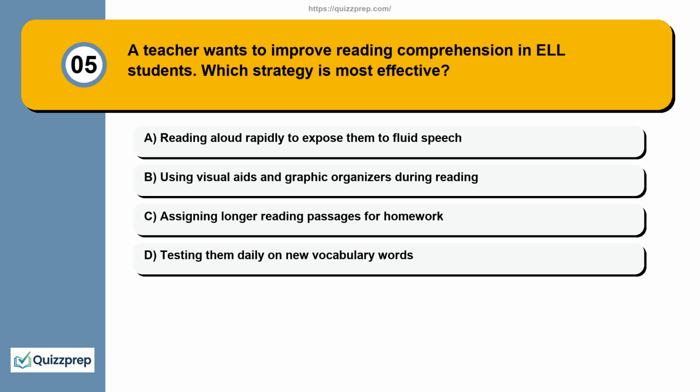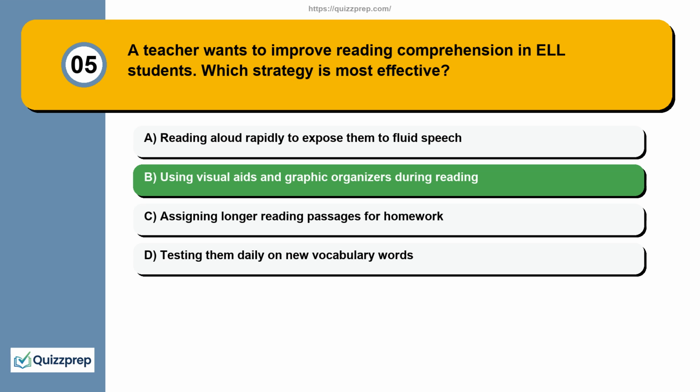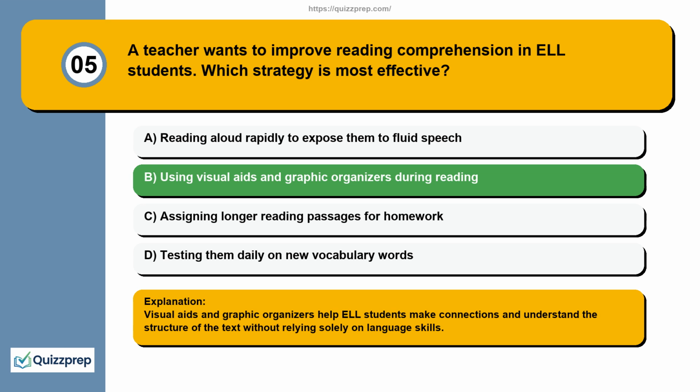Question 5. A teacher wants to improve reading comprehension in ELL students. Which strategy is most effective? Here are your options. Option A. Reading aloud rapidly to expose them to fluid speech. Option B. Using visual aids and graphic organizers during reading. Option C. Assigning longer reading passages for homework. Option D. Testing them daily on new vocabulary words. The correct answer is option B. Using visual aids and graphic organizers during reading. Explanation. Visual aids and graphic organizers help ELL students make connections and understand the structure of the text without relying solely on language skills.